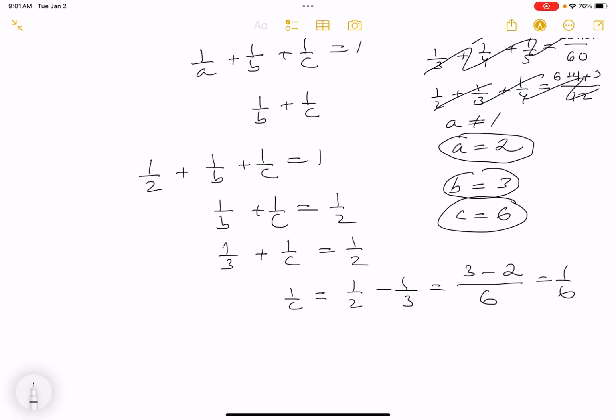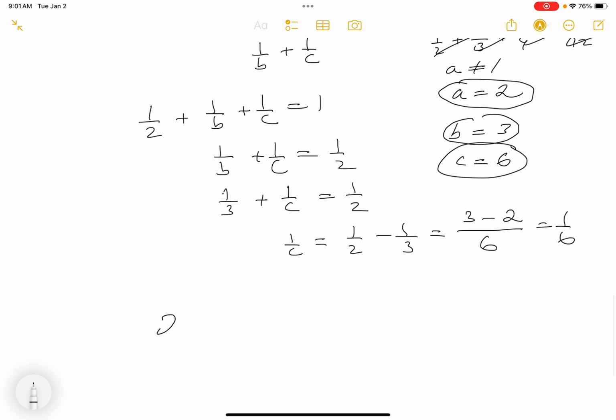So what do we have over here? We do have A, B, and C. A is 2, B is 3, and C is 6. What do you get there? 6 and 3 is 9, plus 2 gives you 11. And we're done. Thank you.